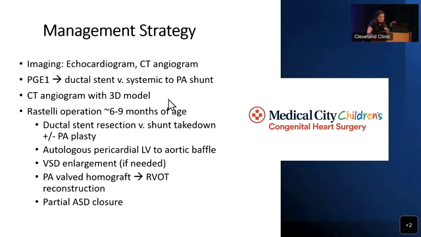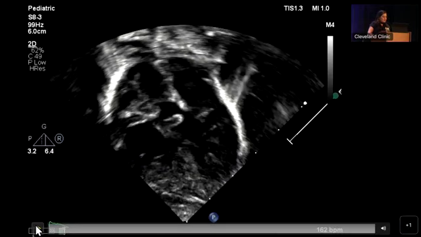CT angiogram with a 3D model, I repeat a CT angiogram because usually I like to do these operations when the patients are about somewhere around 6 to 9 months of age. And that really depends on how well they're growing. I had a 4-month-old who was almost 8 kilograms, so I did him at 4 months. And then I've had other little ones that just don't grow and need a little bit more time. And then the strategy intraoperatively is ductal stent resection or shunt takedown with or without PA-plasty as indicated, because sometimes that ductal stent can creep into one of the branch PAs, usually the left. Sometimes it can actually kind of hit the inferior wall. And then, as I mentioned, the baffle of the LV to the aorta, VSD enlargement if needed. And then I like to use a valved homograft for the RV outflow tract reconstruction and a partial ASD closure.